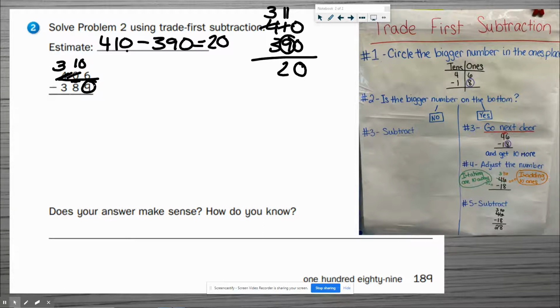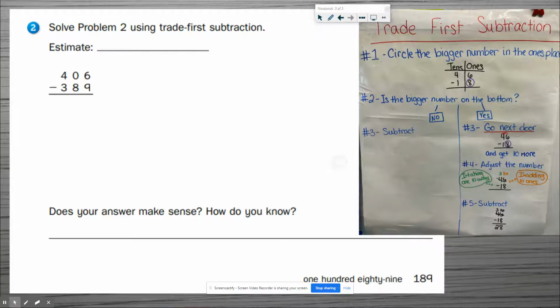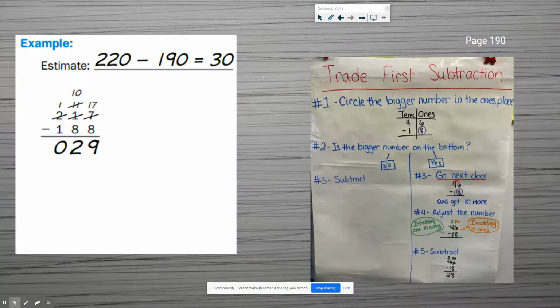Now that I can go back to the 9 and trade, I'm going to take one of these tens and make it into 9, and I'm going to add my 10 ones to the 6 to make 16. Now I can subtract. 16 minus 9 is 7. 9 minus 8 is 1. 17 is close to 20. Does it make sense? Yes, because my estimate and my actual answer are similar. This is in your book on page 190. And I can look at this and I can see they would have circled the 8.